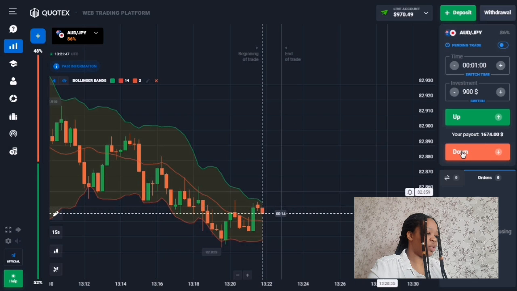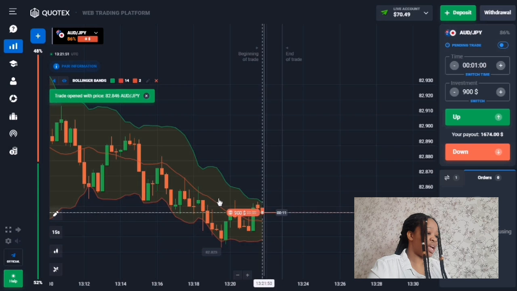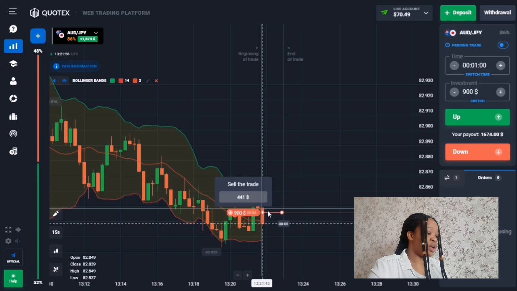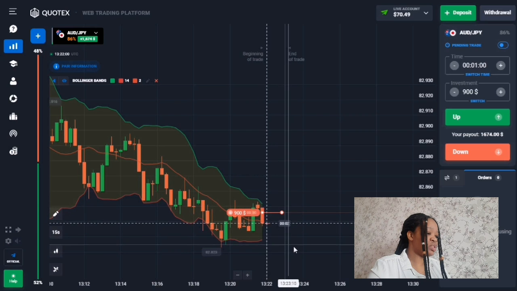Well, this is the downward range. I am entering the market with a down trade. The price is at the upper border of the indicator and the movement is continuing down as the price maximum is getting lower. So let me wait and see the results of this trade.